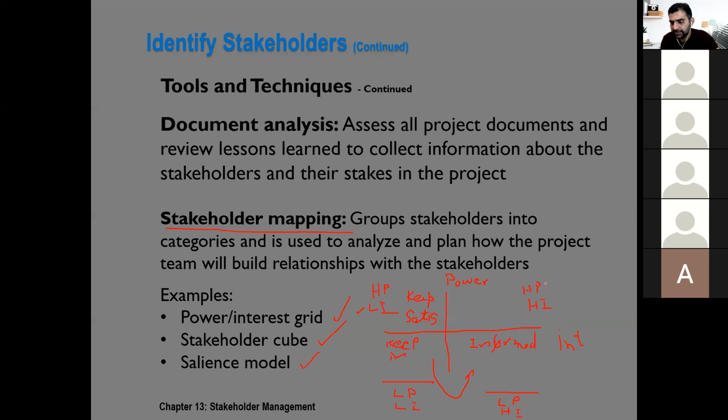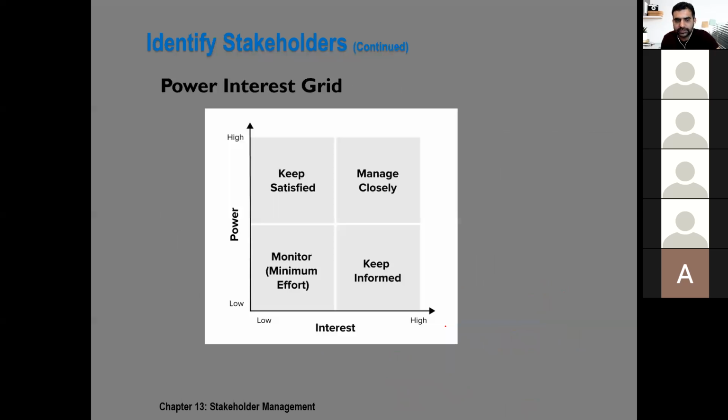And then there comes the stakeholders who got high power but also high interest. Then what should we do with these type of stakeholders, such as our sponsor? Yeah, consult and in fact closely engage this group of stakeholders. It is shown in this graph or in this figure.